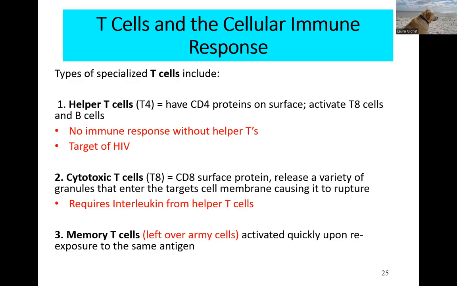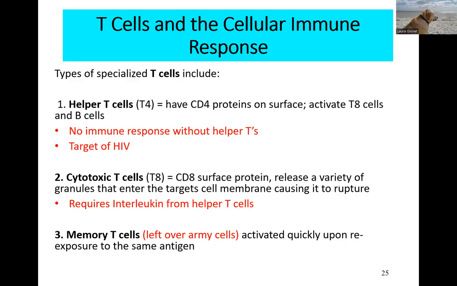All right, then we have our cytotoxic T cells. Those are the ones I said that have to make physical contact to do their job to kill a particular virus, named for the CD8 surface protein on it. They release a variety of granules that enter the target cell membranes, causing it to rupture. So one cell has to physically make contact with another, kind of like the infantry division in an army. It requires interleukin, a particular chemical, from helper T cells to work.